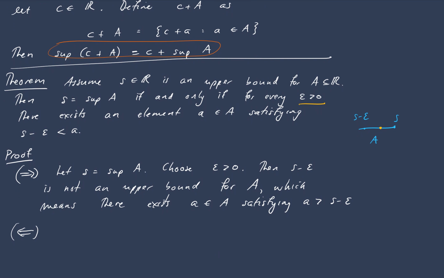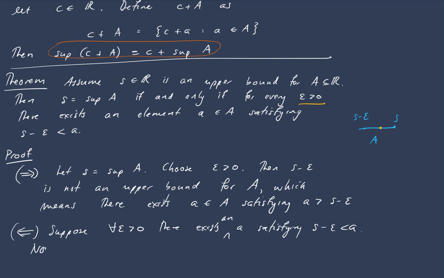we're going to say, suppose for every epsilon greater than 0, there exists A satisfying S minus epsilon is less than A. Okay, so now we're assuming the second statement, and we're trying to show that S must be the supremum. Let's just make that wording a little clearer. And A satisfying S minus epsilon is less than A.